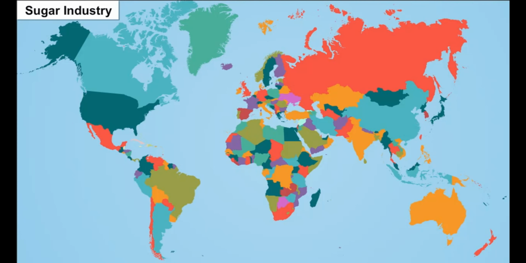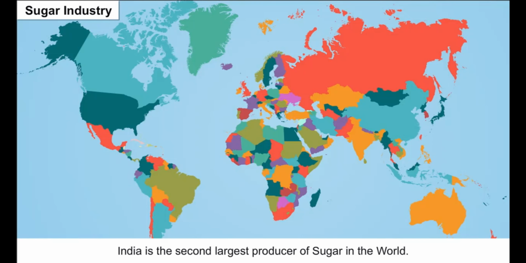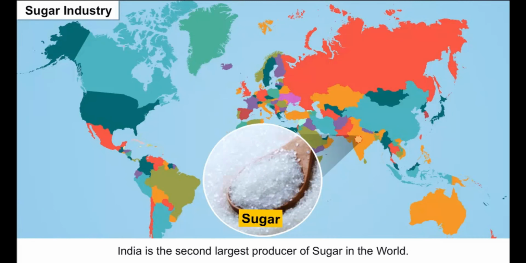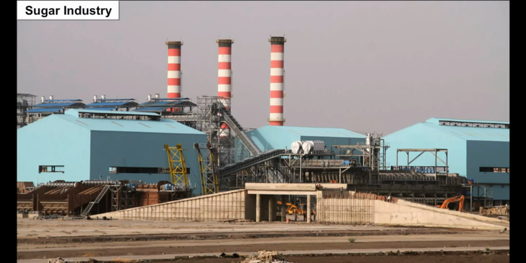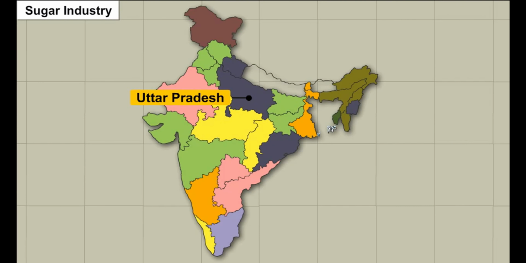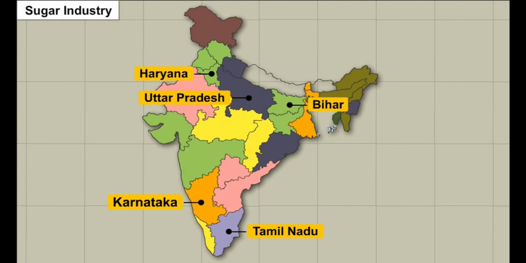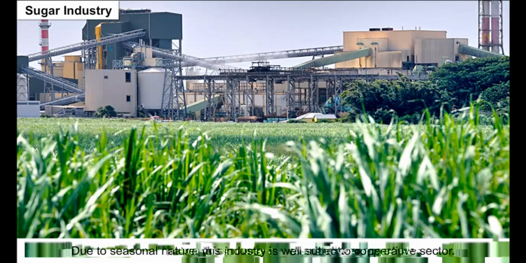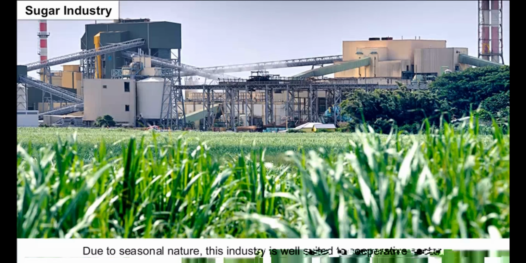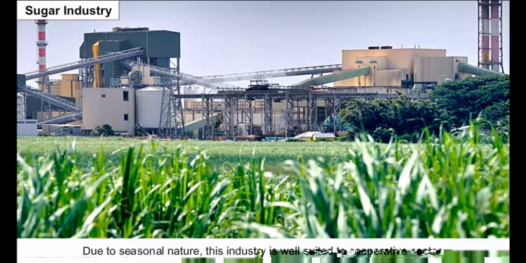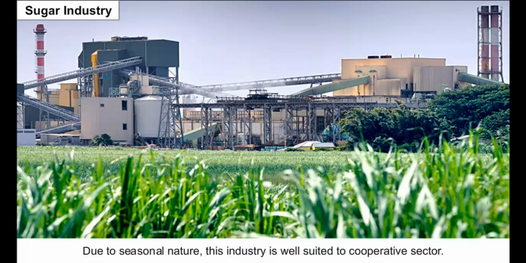Sugar industries. India is the second largest producer of sugar in the world. Most of the sugar mills are located in Uttar Pradesh, Haryana, Bihar, Tamil Nadu, Karnataka, Maharashtra, and Gujarat, etc. Due to its seasonal nature, this industry is well suited to the cooperative sector.